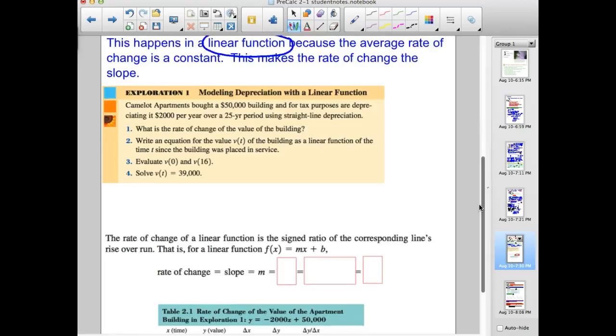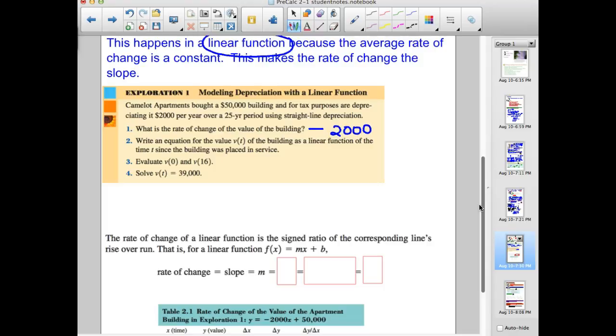All right, our example. It says Camelot Apartments bought a $50,000 building, and for tax purposes, they are depreciating it $2,000 per year over a 25-year time span. What is the rate of change for the value of the building? We start at $50,000 and they're depreciating it $2,000 every year. What does depreciating mean? You're losing value. It's going down. So what would the rate of change be? Negative 2,000. We're losing $2,000 every year.